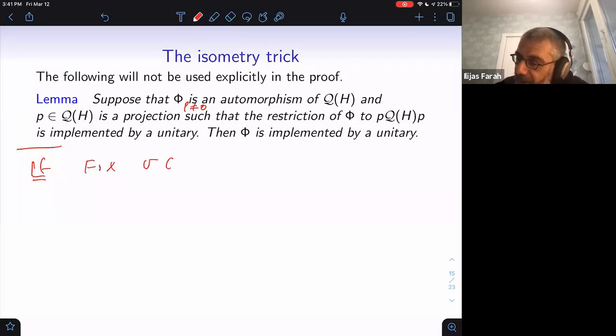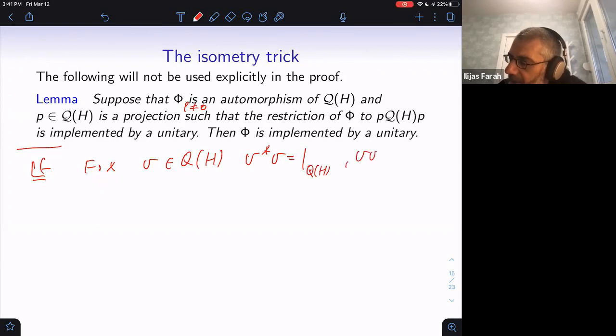So just fix an isometry V in Q of H such that V star V is the identity, I'll write 1 Q of H, and V V star is equal to P. Why do I have that? Well, H is a separable Hilbert space. I can lift P to a projection in B of H, and that projection has separable range. All separable infinite-dimensional Hilbert spaces are isometric, and therefore that isometry is the isometry that you want. Okay, now you see the point here is that V belongs to Q of H.